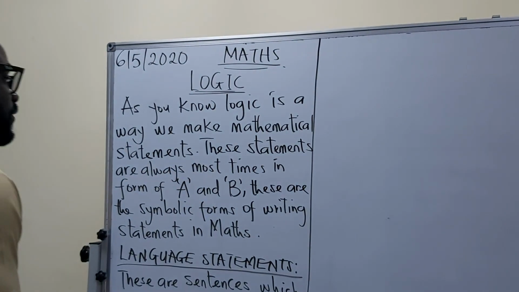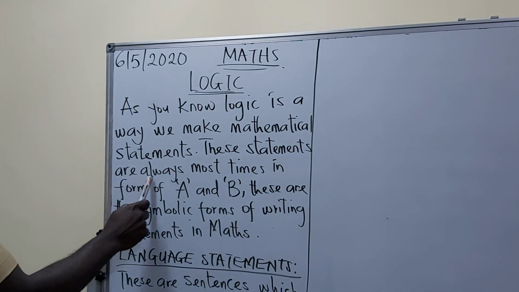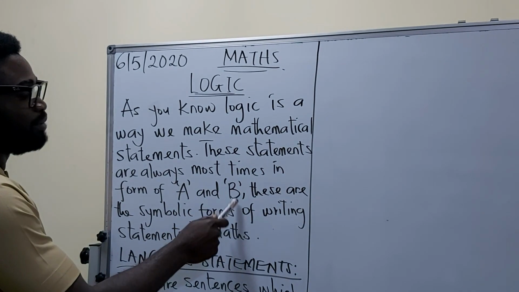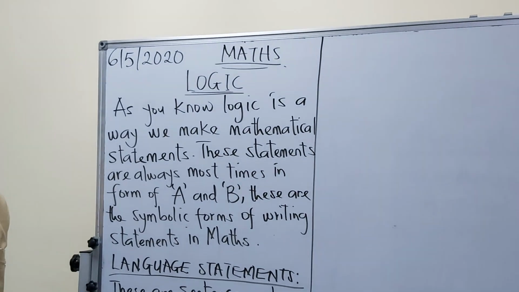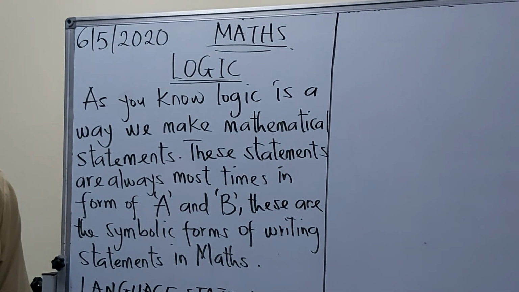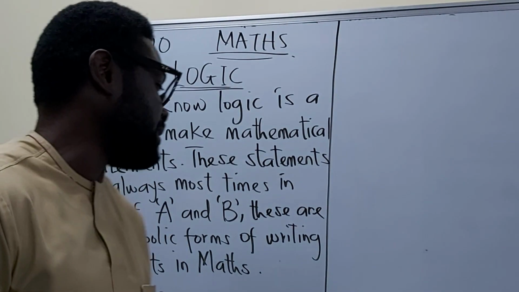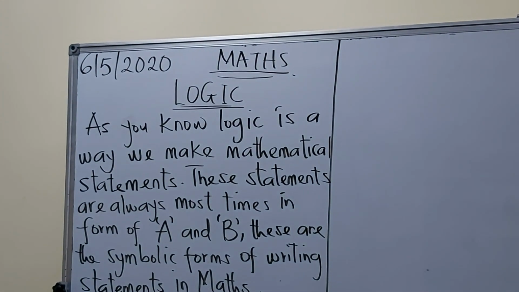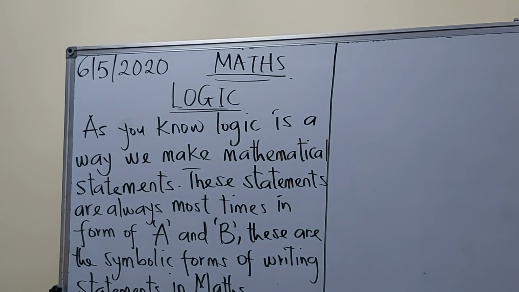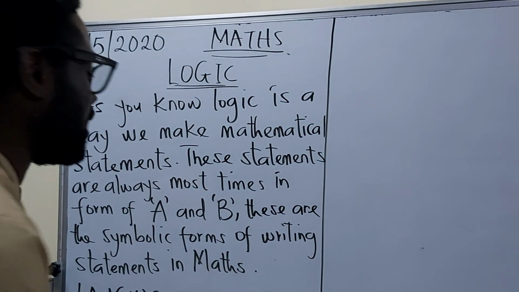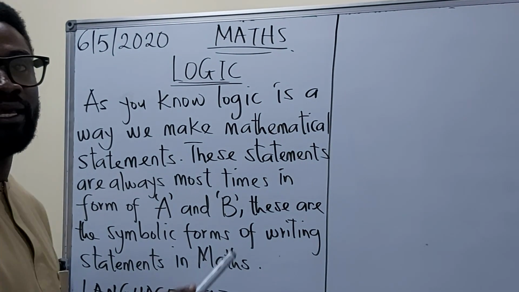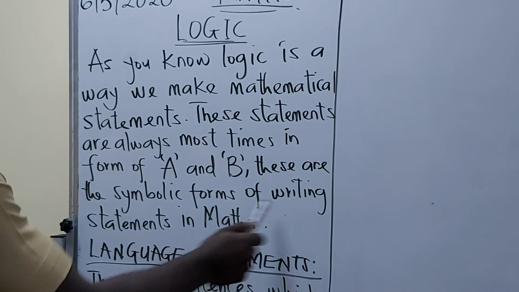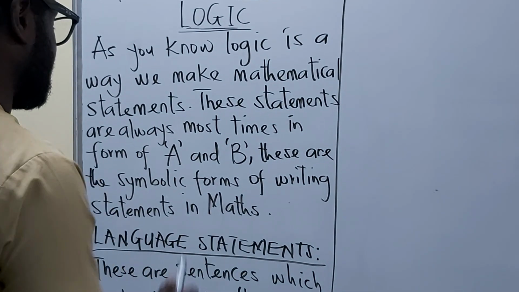Now, I'll read further. These statements are always, most times, in form of A and B. Though we can have different symbolic ways of representing or writing statements, it is important to know statements or cases are always written in the form of A and B. These are the symbolic forms of writing statements in maths.